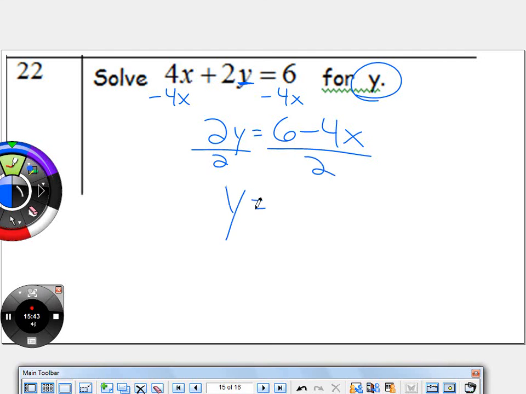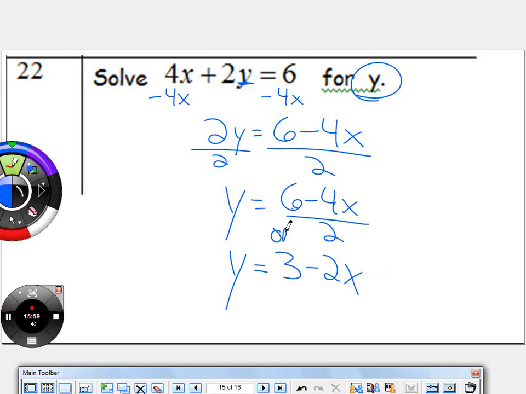So my answer is this, 6 minus 4x divided by 2. Or if you want to simplify that a little bit, you can take the 6 divided by 2 and the 4 divided by 2. So an even better answer would be 3 minus 2x. So either one of those I would have taken.